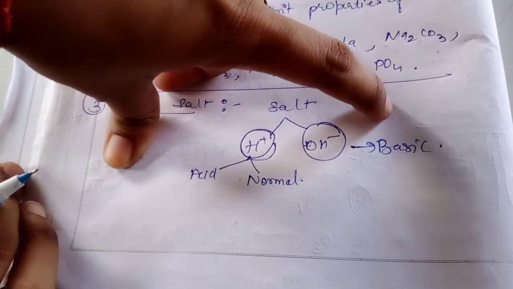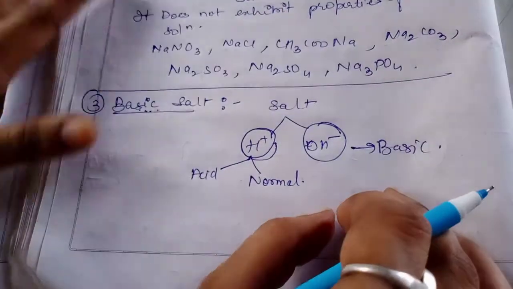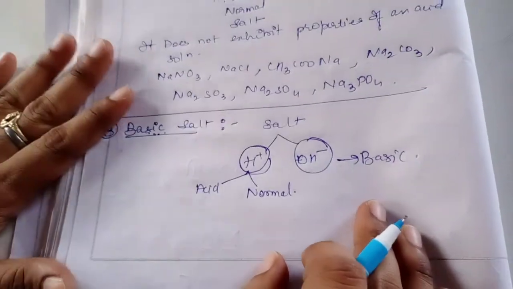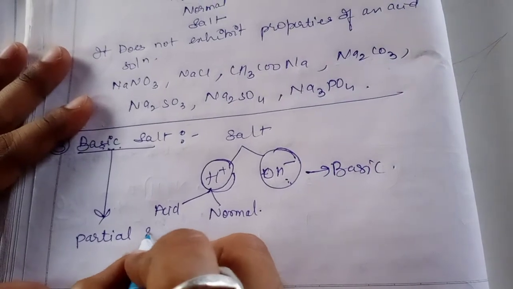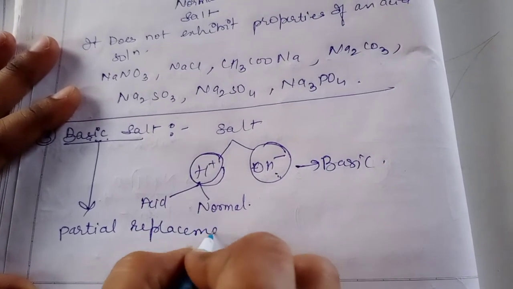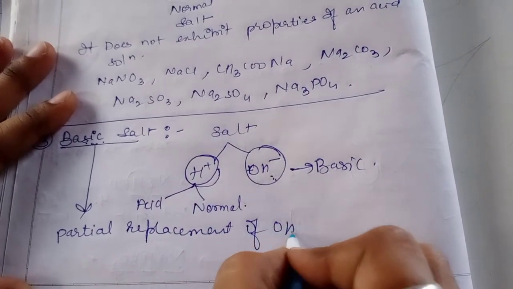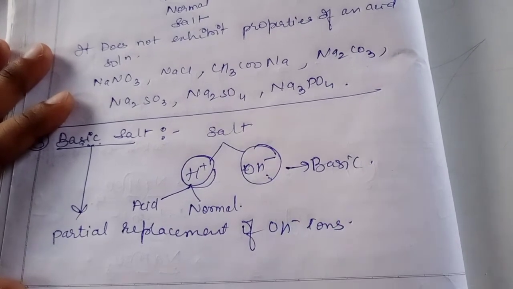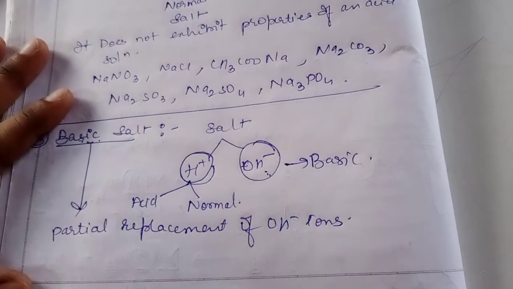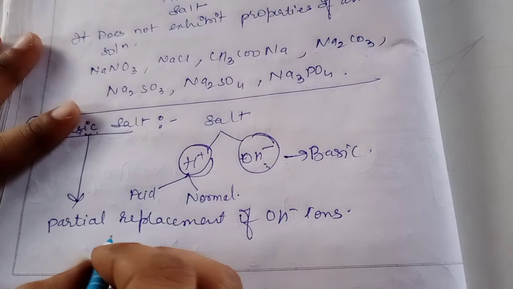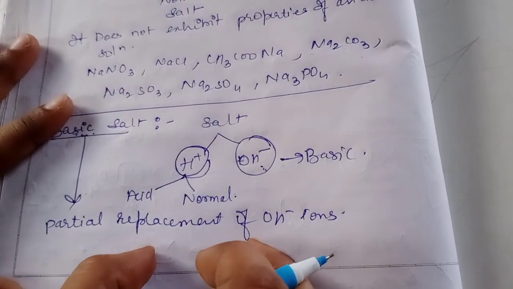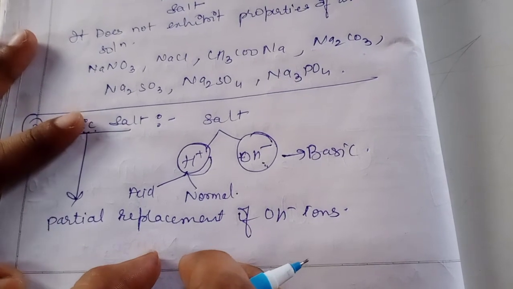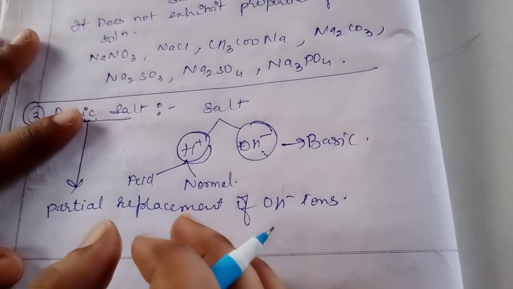Okay, now here, basic salt is formed by partial replacement. Basic salt will be a partial replacement of OH minus ions of a diacidic or triacidic base with an acid radical. So let us take some examples.